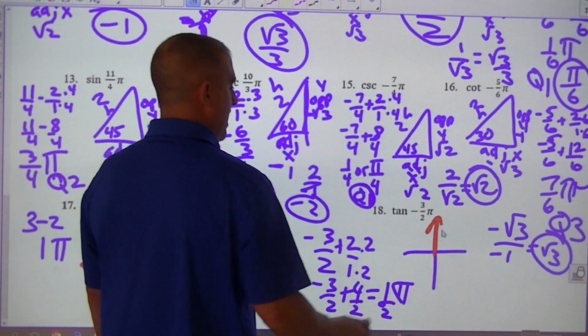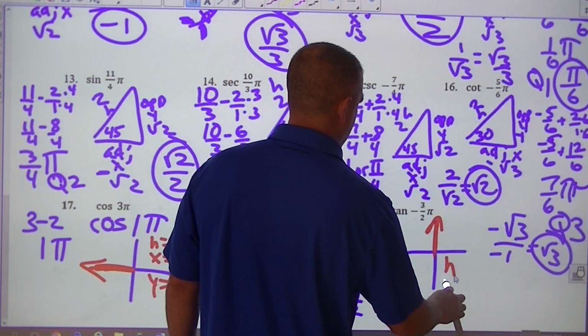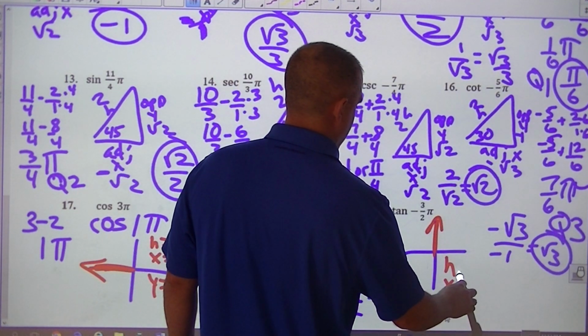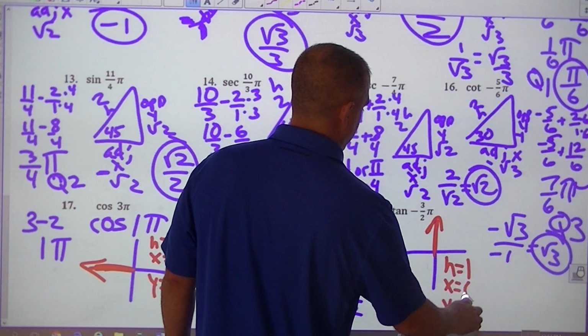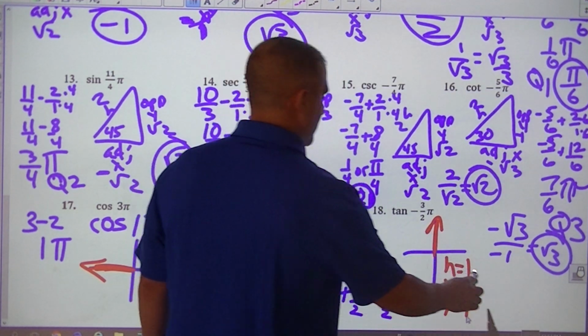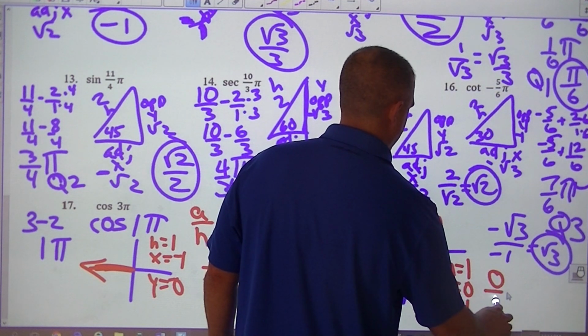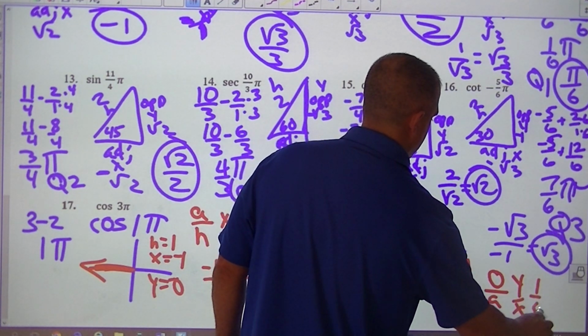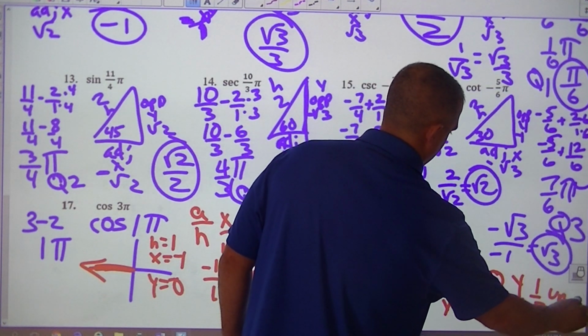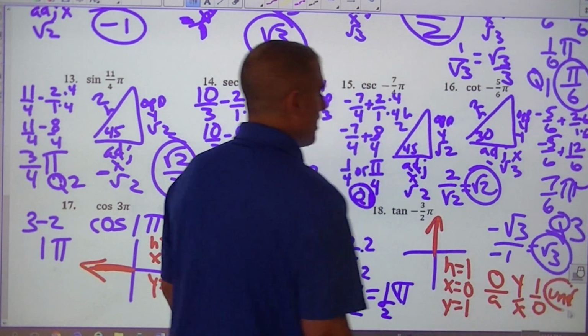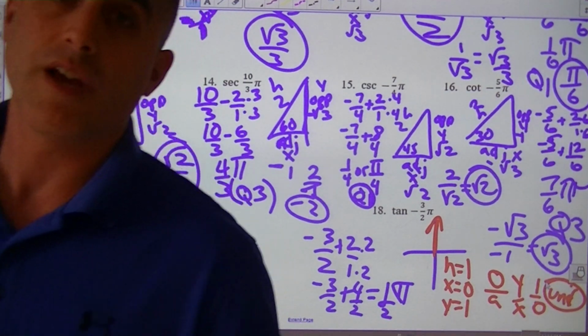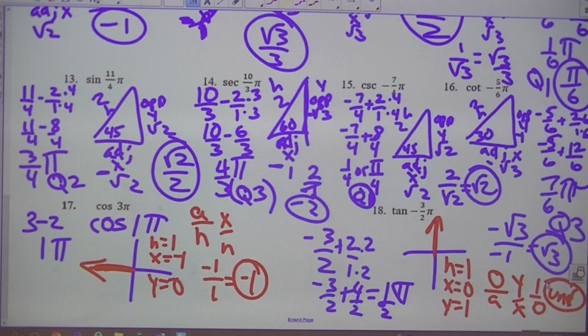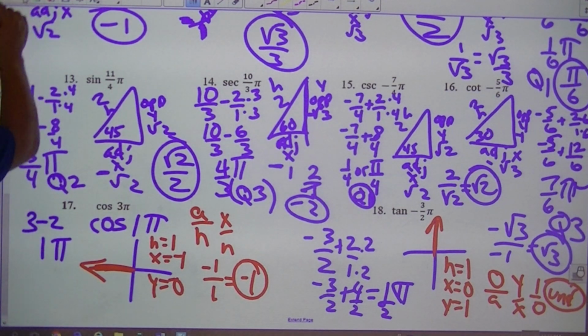Okay, so what I have is a combination of h, x, and y. H will always be 1, x will be 0 at that point, y will be 1. Tangent is opposite over adjacent, or y over x, which would be 1 over 0, which would be undefined. Okay? All right, so a lot of that stuff that we learned in the previous unit comes back in play. Doing pretty good here. All right, let's go on to this back page.